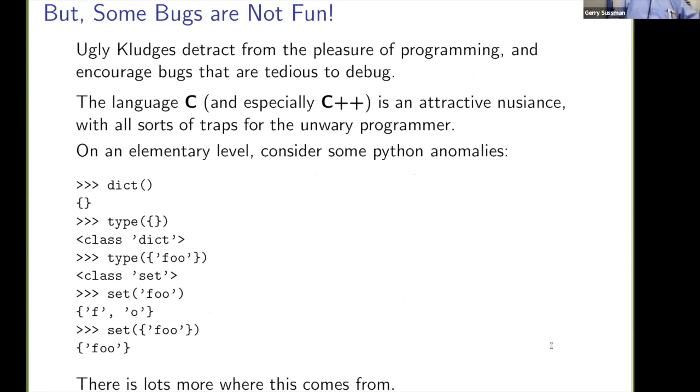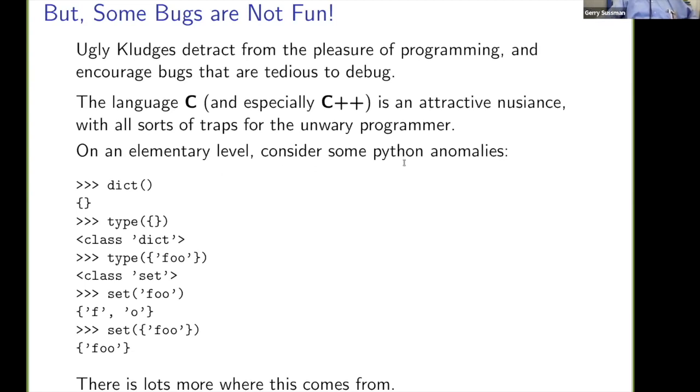Okay, there's what we call ugly kludges. They detract from the pleasure of programming. They're tedious to debug. One particular one I hate a lot is the language C, and especially C++. It has enormous numbers of traps for the unwary programmer. It sort of lures you into getting wrong answers. Let's ignore that. Let's do something more simple.